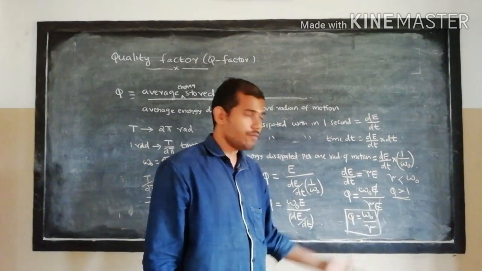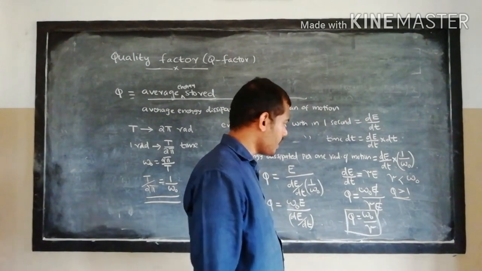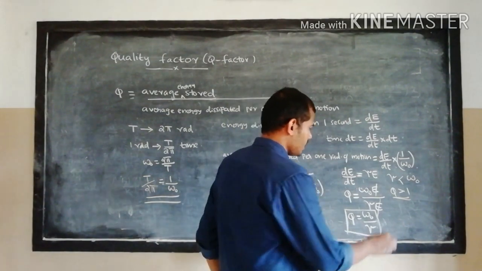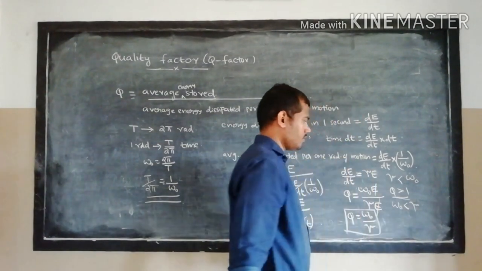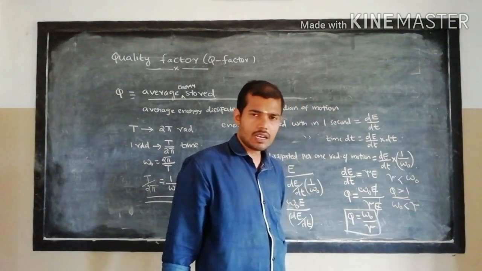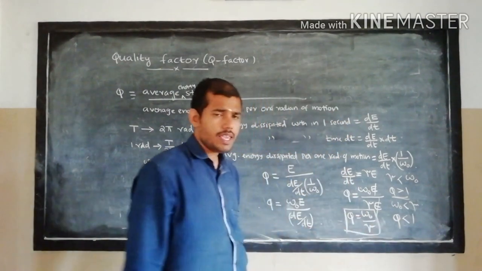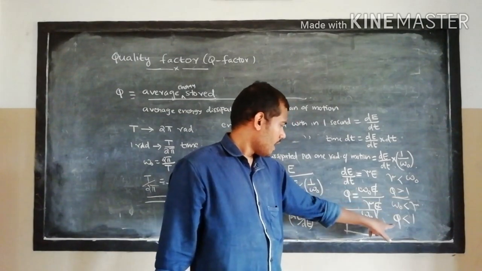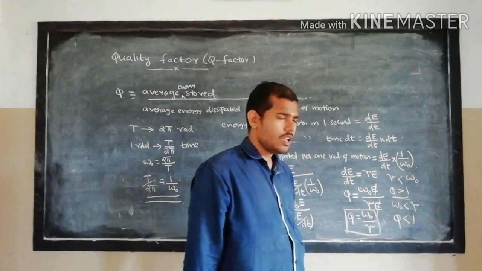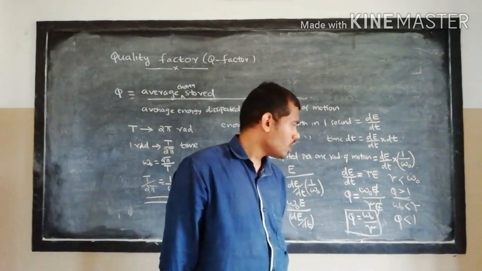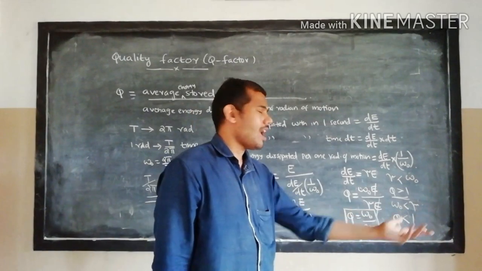Quality factor will be high for the lightly damped case. If the heavily damped case is considered, then omega 0 is less than gamma, therefore Q is less than 1. For the heavily damped case, quality factor will be less than 1. For the lightly damped case, quality factor will be greater than 1. Therefore, if quality factor is high, damping will be less. If quality factor is low, damping will be high.